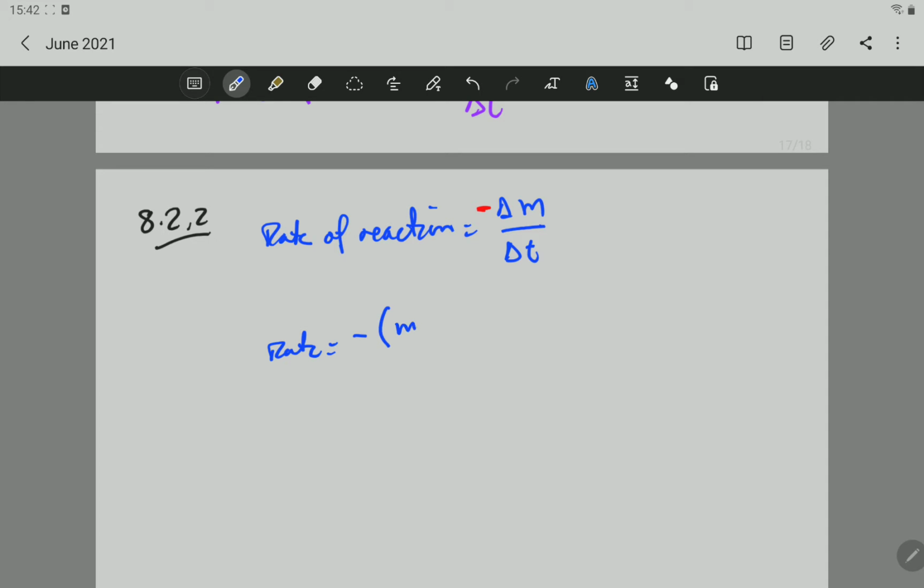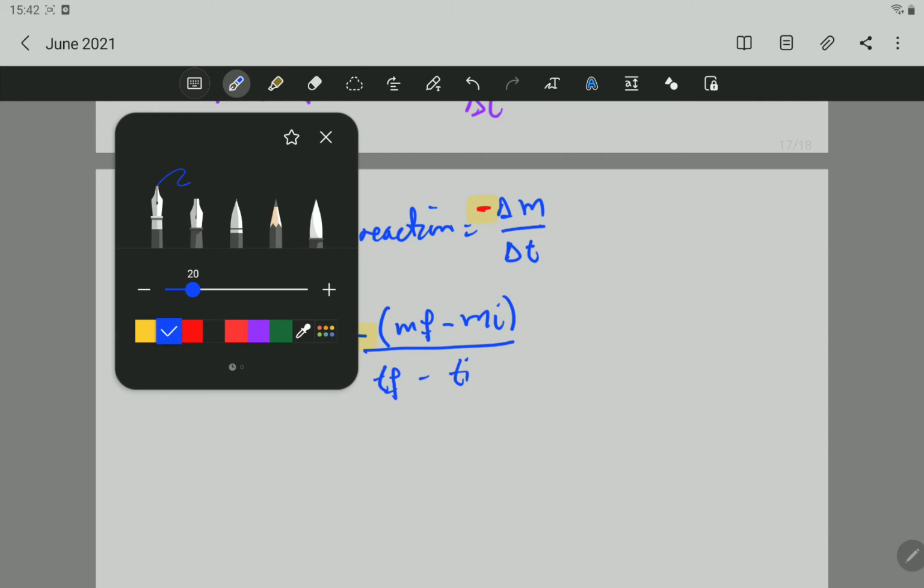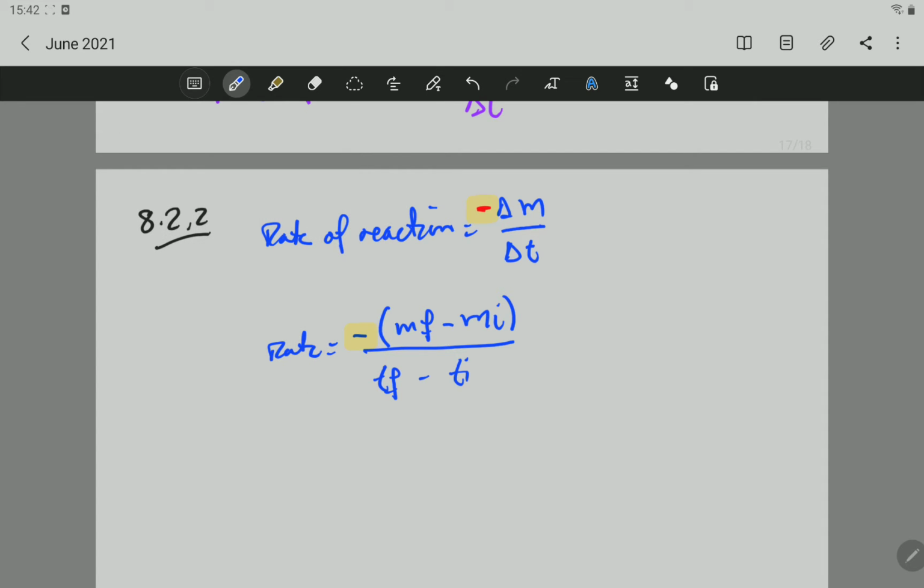Remember, change is final mass minus initial mass, divided by change in time, final time minus initial time. Now, remember once more, be careful with the minus there. The minus is because it is a negative change. It is decreasing in mass. All right, so we can now do the substitution.